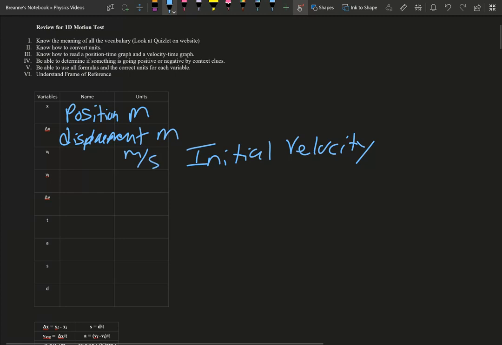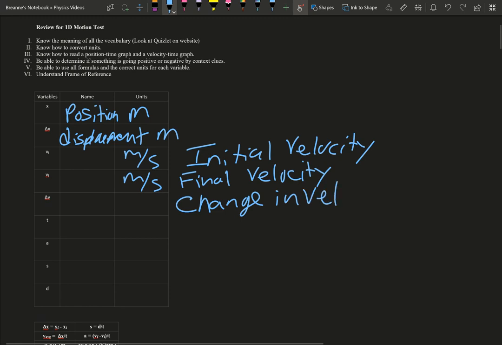Vf is just your final velocity, and that's measured in meters per second as well. Delta V is just your change of velocity. That's when you do your Vf minus Vi, just in a little equation. And of course, that also will be meters per second. t is time, measured in seconds.